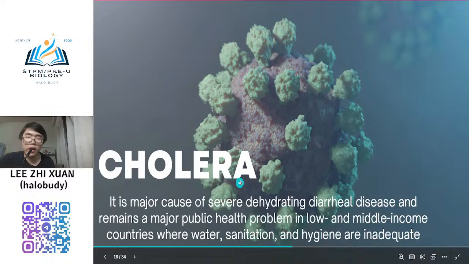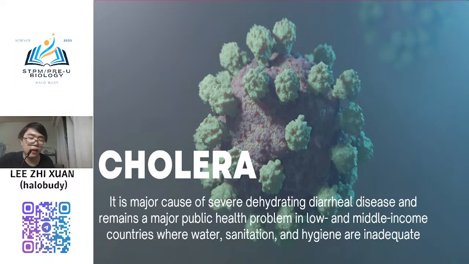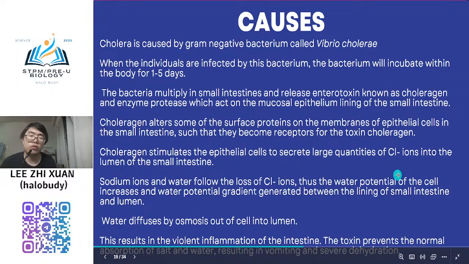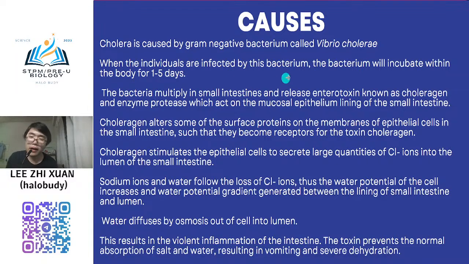Normally it happens especially in low income countries, or in war-torn countries like Israel and Palestine now, or Ukraine and Russia, because this cholera disease is normally due to the contamination of your water. This disease is caused by the bacteria Vibrio cholerae. Again, the scientific name you need to write with the first letter V capitalized, and you need to underline it.